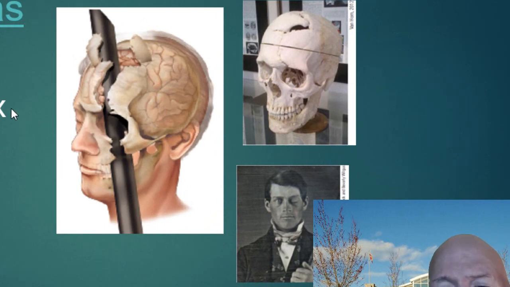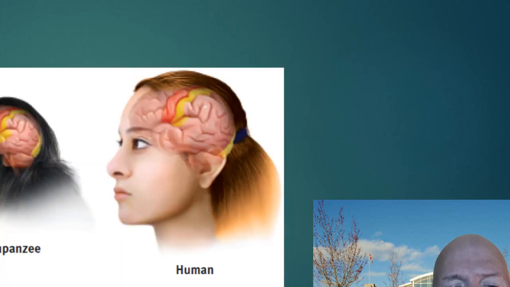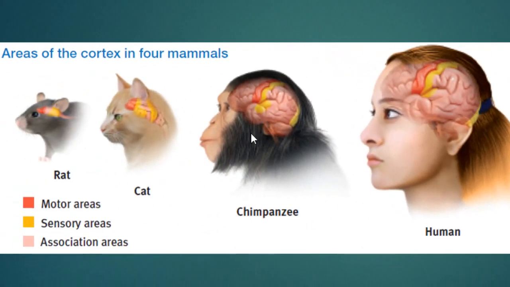The association areas are basically all the other part of the cortex, and it's kind of what separates you from other animals. Here you can see a rat, a cat, a chimpanzee, and a human. The brains don't look entirely different, but you'll see those pink areas are the association areas, and this is really what makes us probably more intelligent than any other species.